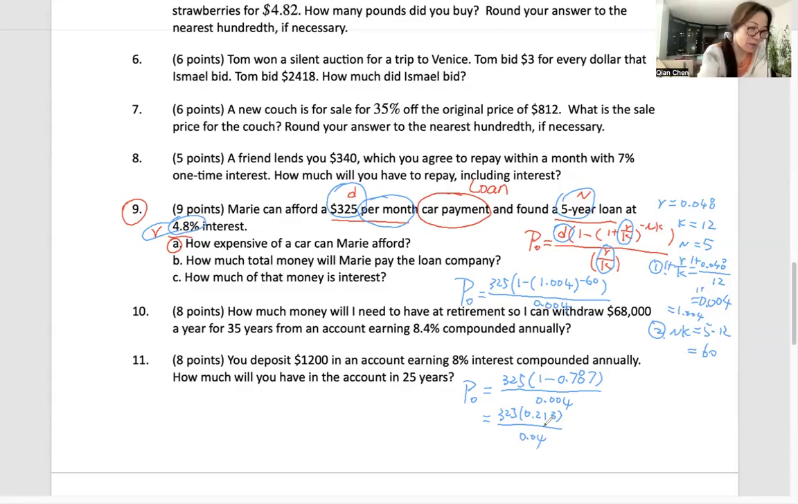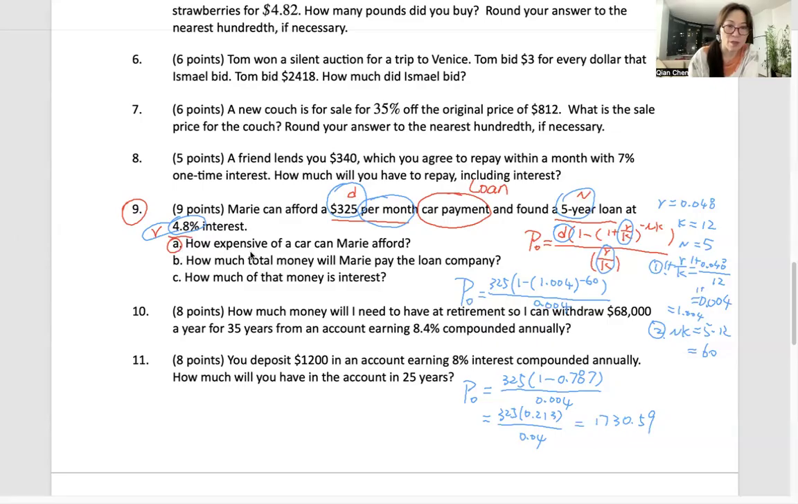So I'm going to multiply this number by 325, then I'm going to divide it by 0.04. So I'm getting a number, $1,730 and 58 cents. So that's the answer for the first part of the question.